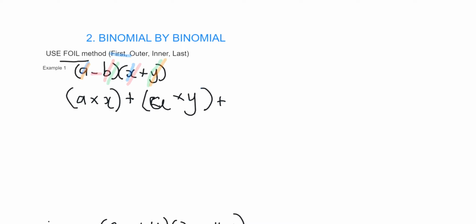Now let's look at the second one. Remember that it goes with this. So this is the second one. It's going to be plus negative b multiplied by your x. And the last one, it's going to be plus again negative b. Remember b is negative, so don't forget to put that negative. It's negative b multiplied by your y.